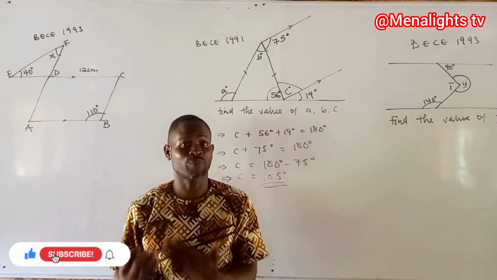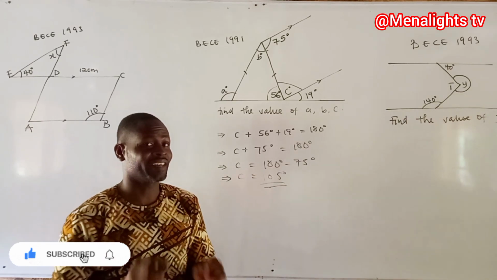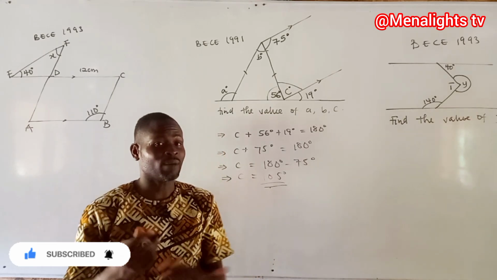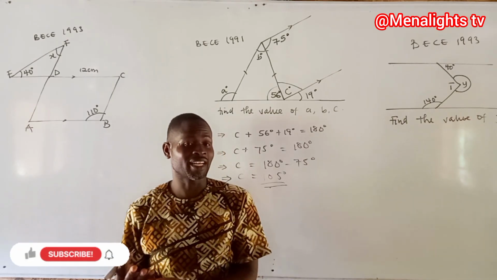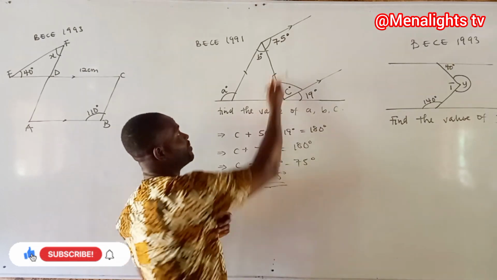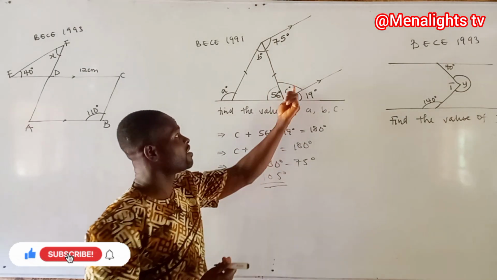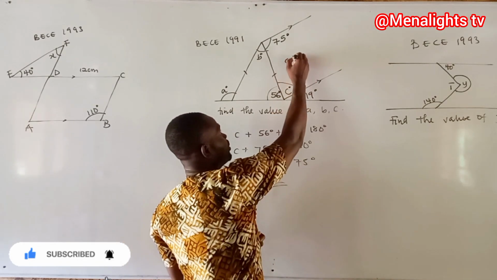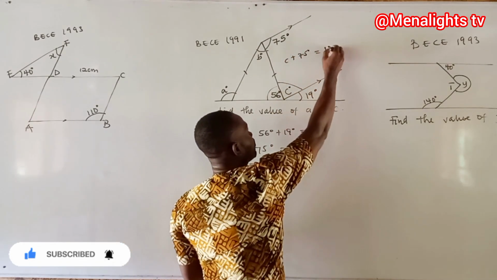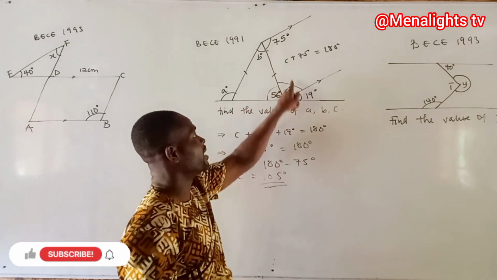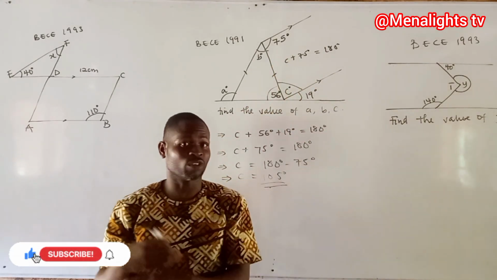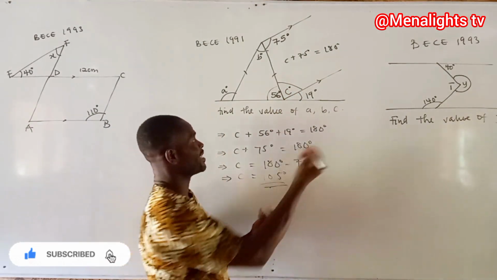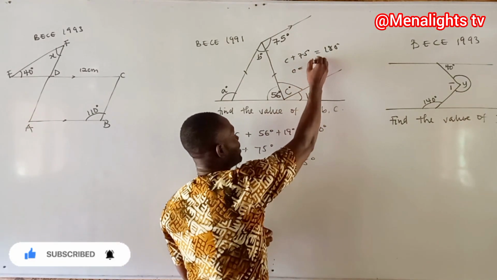I can also use another angle property to find the value of C. So C and 75 degrees, they are co-interior angles. And the sum of co-interior angles will give you what? 180 degrees. So which means if this is 75 degrees, then C is definitely going to be 105 degrees. So C plus 75 is equal to 180 degrees. So from there you can say that C is equal to 105 degrees.